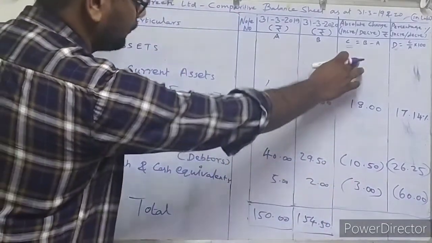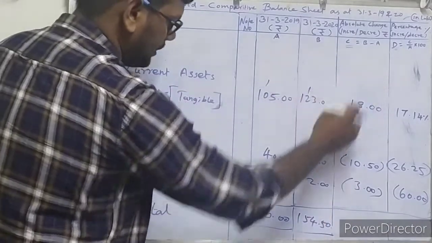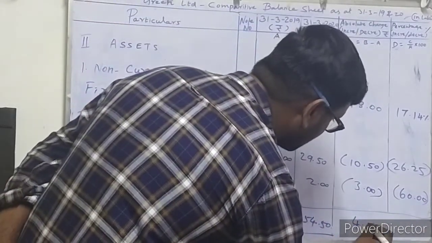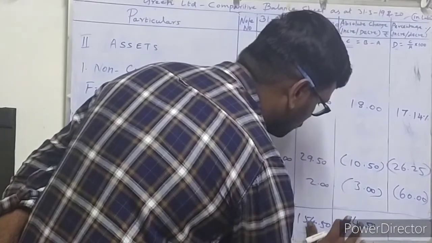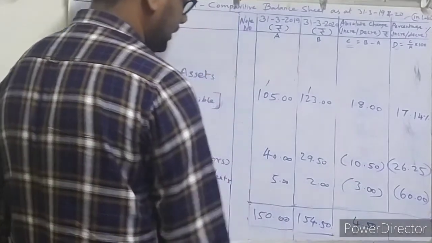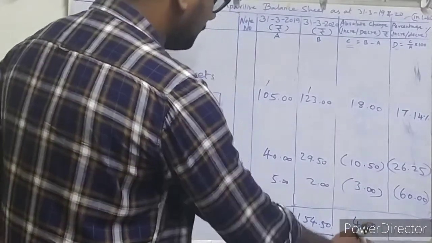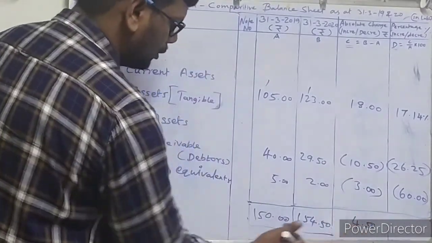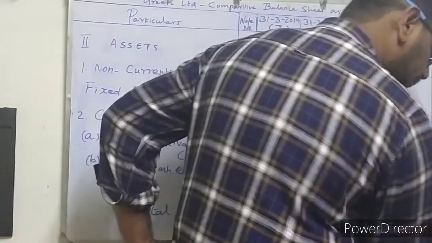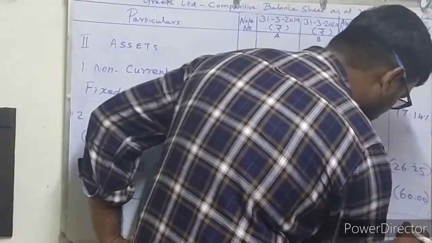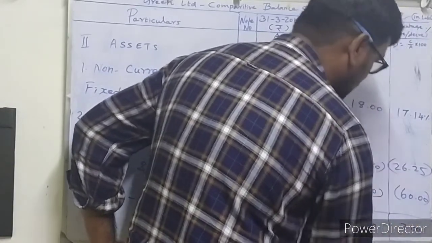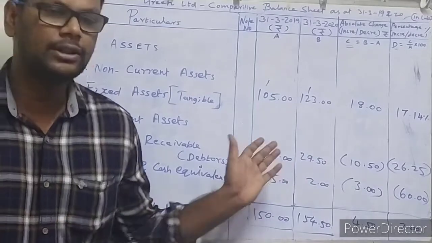We are going to implement this formula. C is equal to B minus A. So nearly 4 lakhs and 50,000 are increased compared with previous year. So anyway, no need to put in brackets. So 4 lakhs and 50,000 is increased. So now how many percentage is it? 4.50 divided by 150 into 100. Then you will get the answer around 3 percentage. Are you clear now?